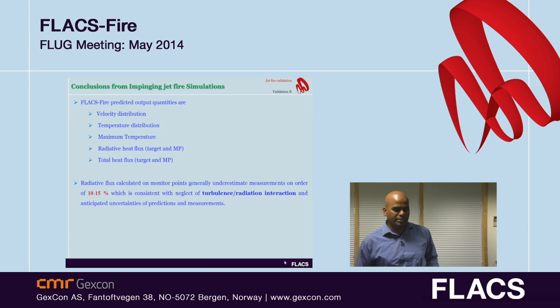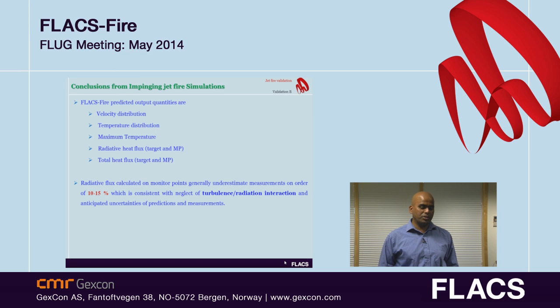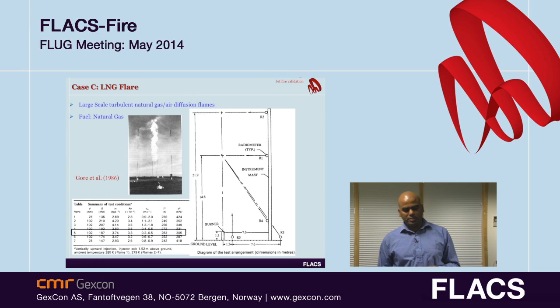The conclusion from this impinging jet simulation is that we are able to predict the velocity distribution, temperature distribution, maximum temperature, and the radiative heat flux at the target and at the monitor point. Also the total heat flux at the target and monitor point, very nicely. Here we have calculated the radiative heat flux at the monitor point. It generally underestimates the measurement by on the order of 10 to 15%, which is constant and very consistent with the neglect of turbulent radiation interaction and the anticipated uncertainty of the predictions and measurements.